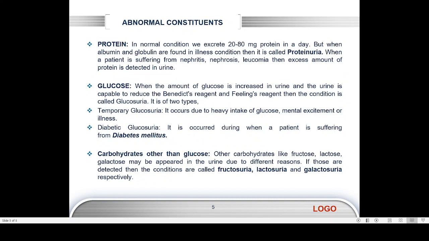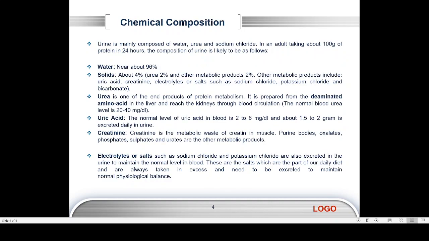Now, another part of the urine chemical composition is regarding abnormal constituents. What I was mentioning here is the normal chemical composition. Now sometimes when a person is having some kind of disease or disorder, for example, a kidney disease, then his kidney may not be working properly, or he has some other kind of disease.